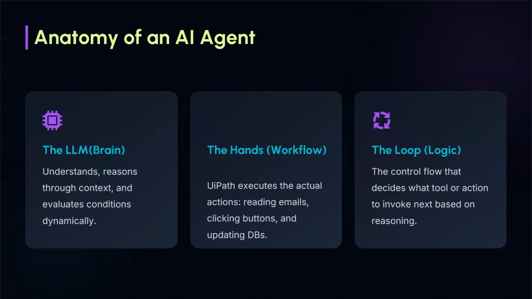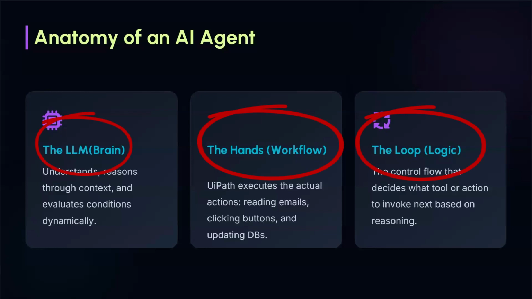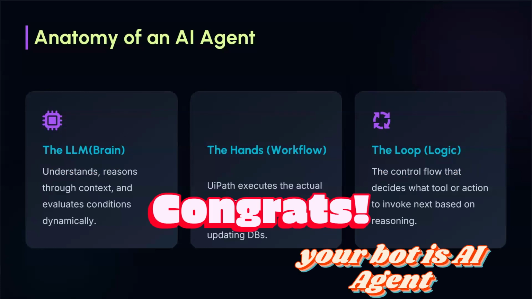So what the LLM does is it understands and reasons from the context. And then what do workflows do? They perform the action, same as traditional workflows, just that your AI triggers the workflows, not your if conditions or any other conditions. And then the loop or the logic decides what to do next. All right. So if you have these three components in your automation, then you have already built an agent.